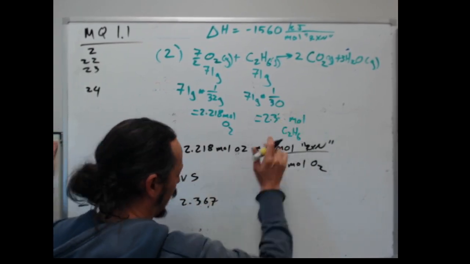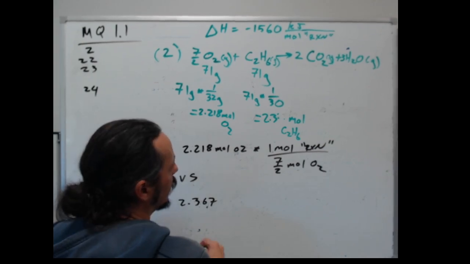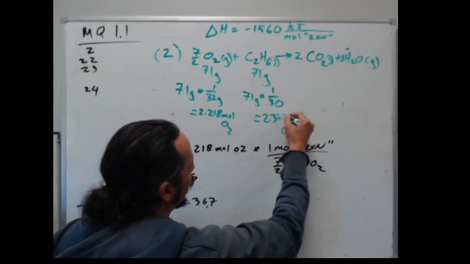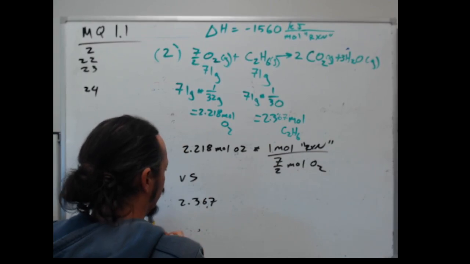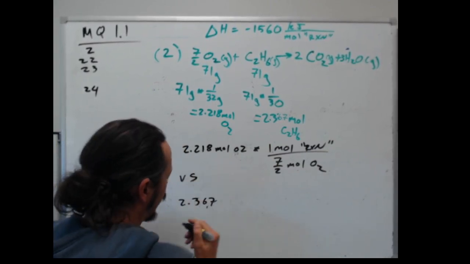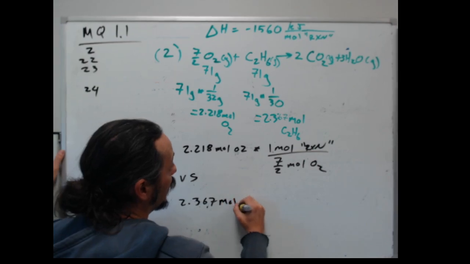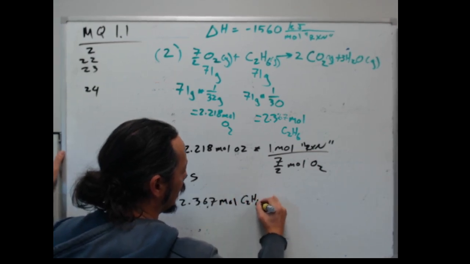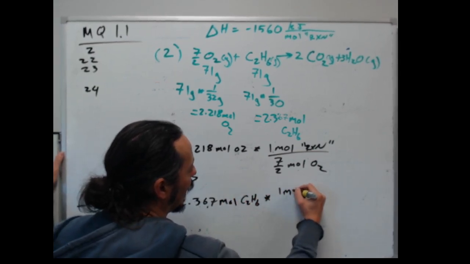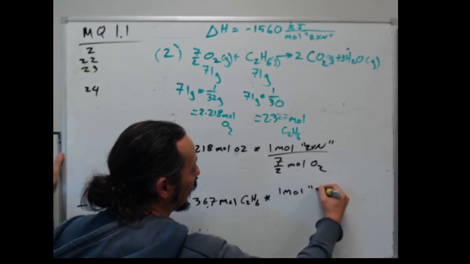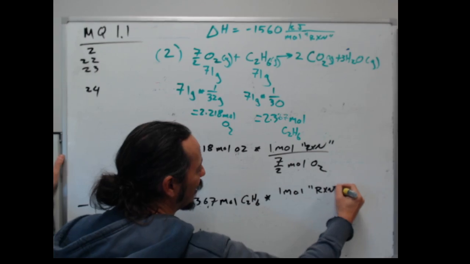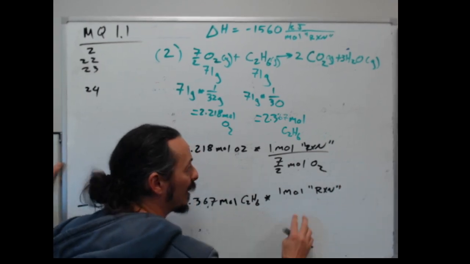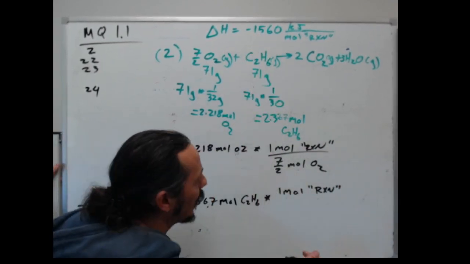I did a little bit too much rounding there. It doesn't really matter and shouldn't make an effect in the overall answer, but I want the same number of digits on the two. Moles of C2H6 times 1 mole reaction. The place where my brain froze for a second was, isn't moles reaction supposed to be on the bottom? That's for the delta H, not what we're calculating.